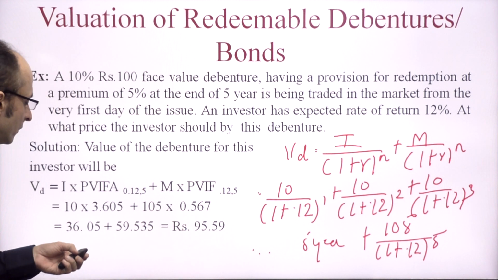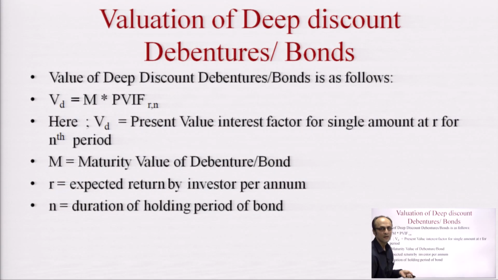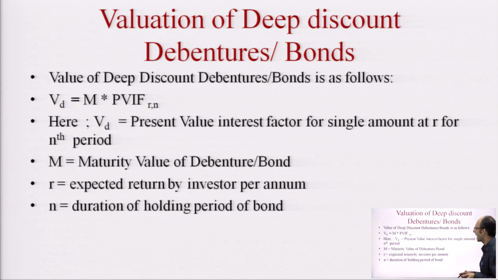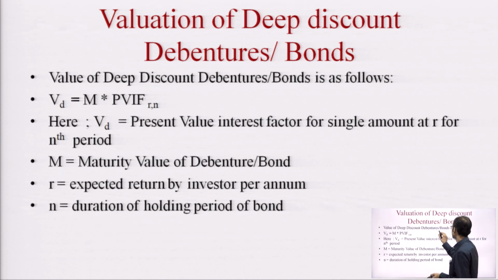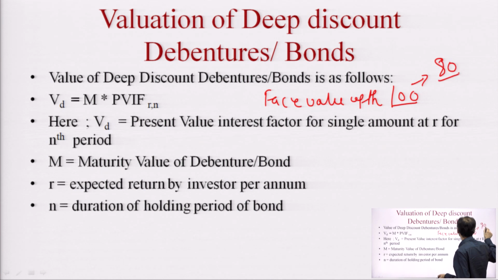Now we move on to the next slide, valuation of deep discount bond. What are deep discount bonds? Deep discount bonds are the bonds which are issued at discount to the face value. Now what does this mean? It can mean that suppose the face value of the bond is 100, then a deep discount bond, if the company is issuing, the company can issue that bond at 80 rupees. It means there will be a discount at the time of issue of the bond.